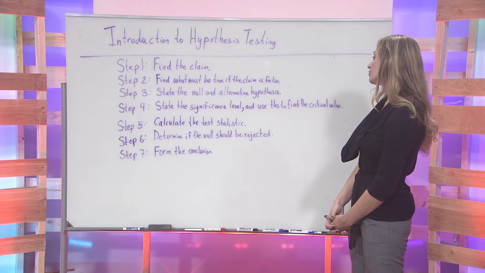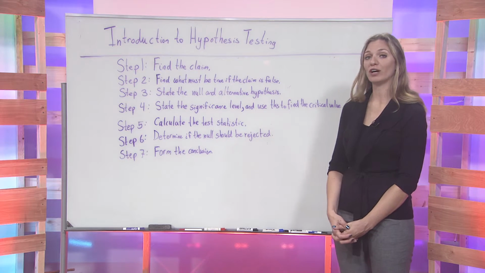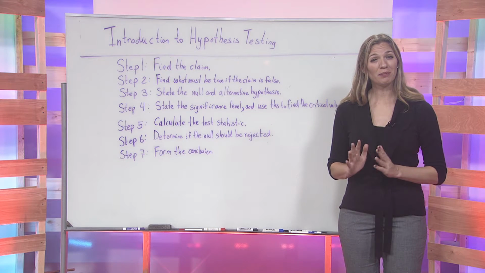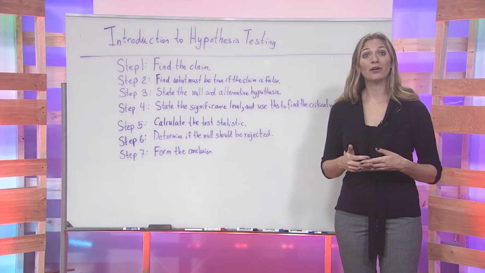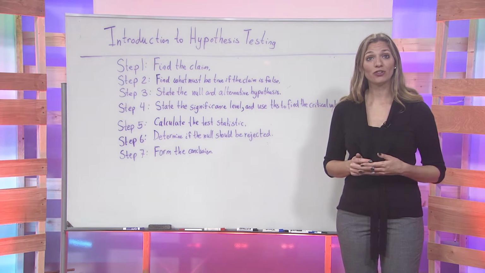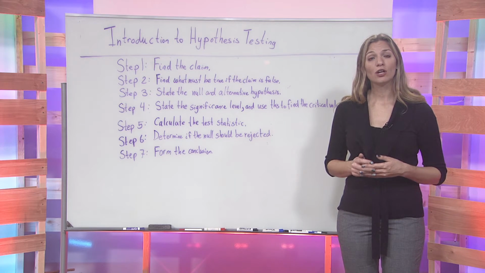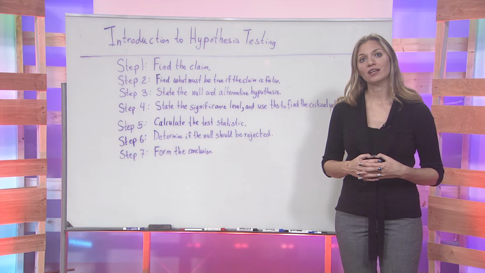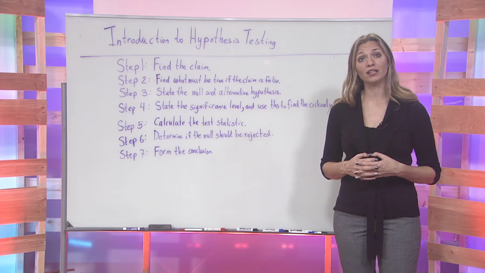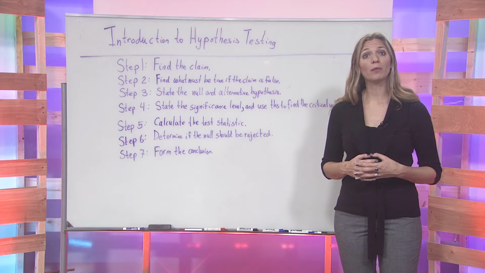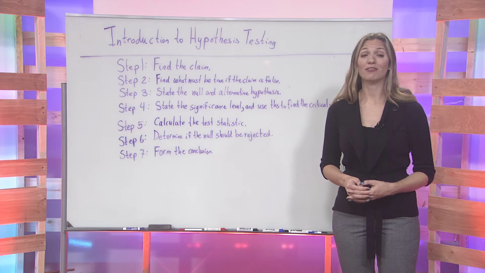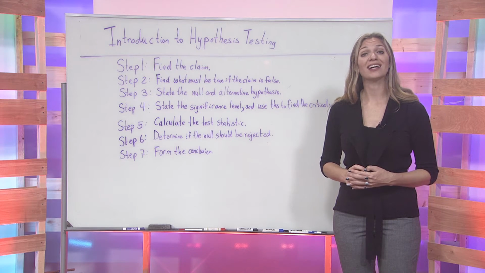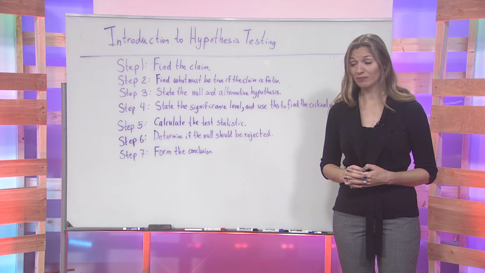Step 6 is to determine if the null should be rejected or if we should fail to reject the null. This wording may seem a little confusing, but it will come over time. How do we determine whether or not something is rejected? We will be graphing a region from our critical values. If the test statistic falls into our shaded region, we will be rejecting the null. If it does not, we will be failing to reject the null hypothesis. Again, more practice on this will be given later.